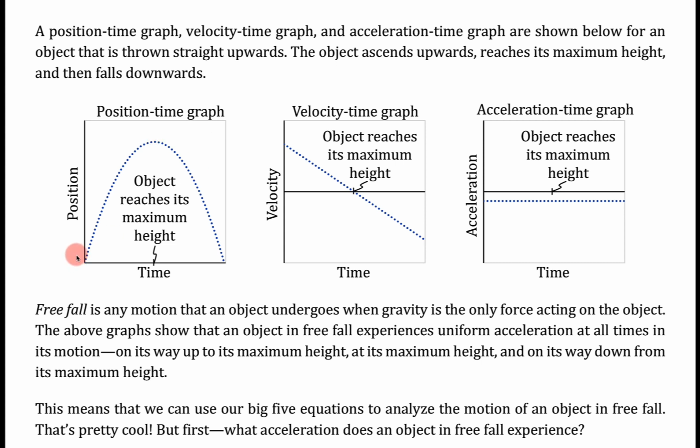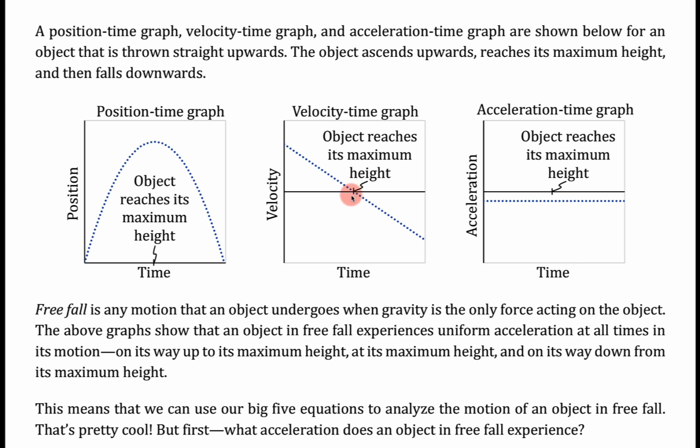And so if I take an object and throw it straight upwards, we of course would expect the object to ascend to its maximum height. And then after it reaches its maximum height, it then falls downwards. And so that's what this position time graph is showing. Initially, of course, its position is 0. I throw it upwards, and its position increases, reaches this maximum, and then falls back down. Now, from this position time graph, we can construct a velocity time graph.